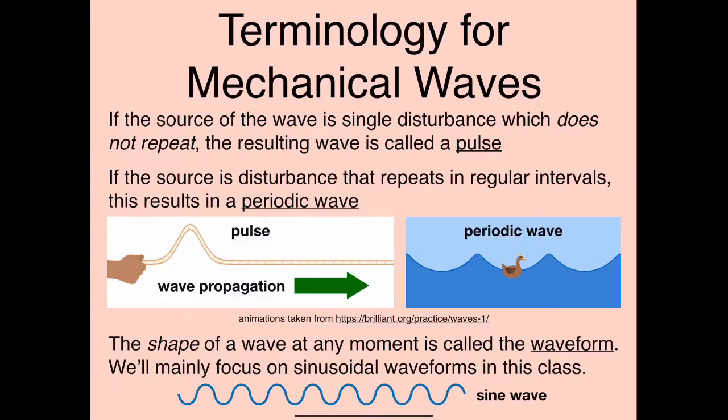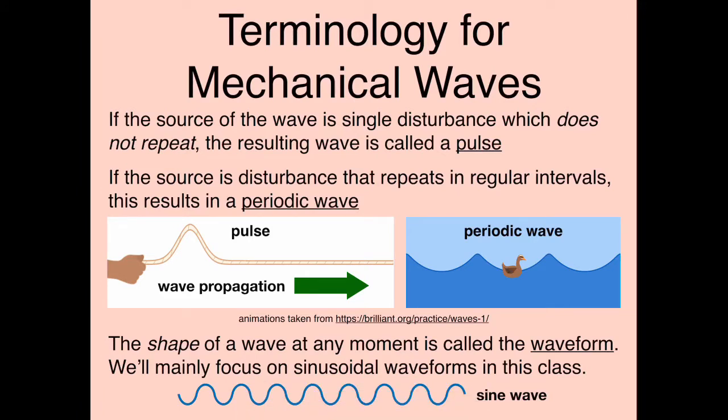Okay, some more terminology here. Sometimes the source of a wave can be a single disturbance that doesn't repeat itself. It just happens once and that's it. When that's the case, we call the wave a pulse. So let me show you an example of a pulse. Over here, we have a person's hand holding a rope, and if the person just moves their hand up and down once, that results in a pulse that moves through the rope.